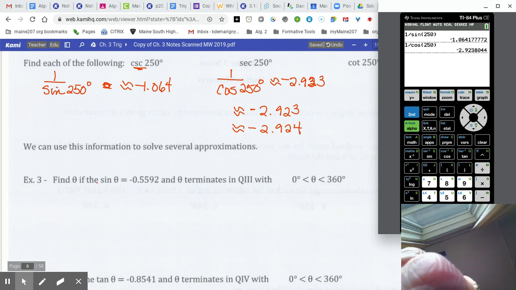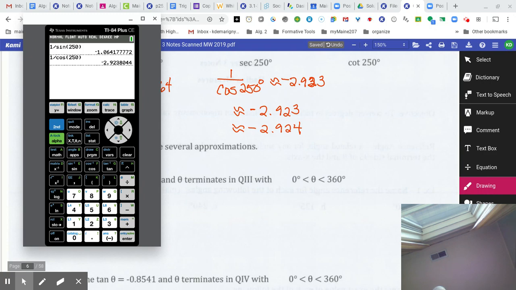All right. Last little piece that we need to do then is your cotan. So 1 over a tan of 250. So let's go to 1 divided by tan of 250. And I get a 0.3639, so 0.364. So it's approximately 0.364. All right. Hopefully that went well for you.